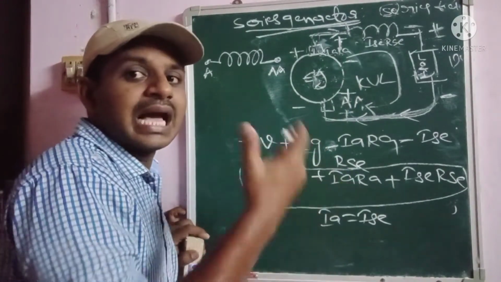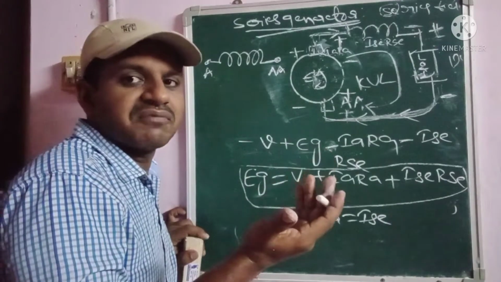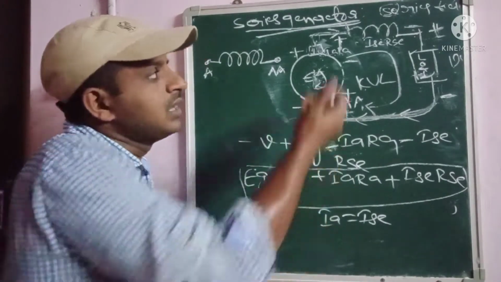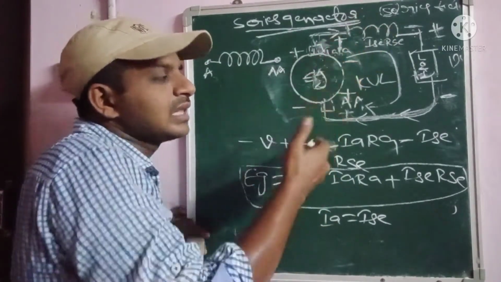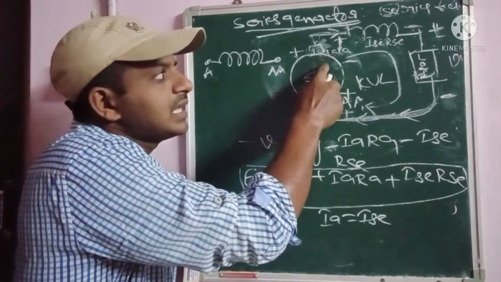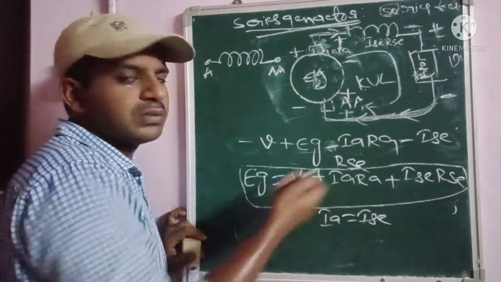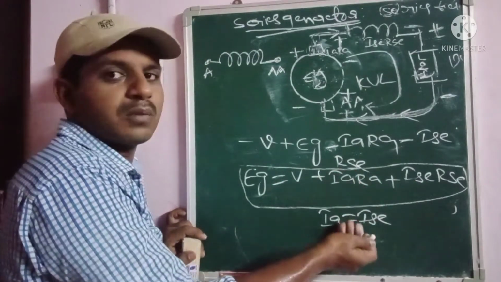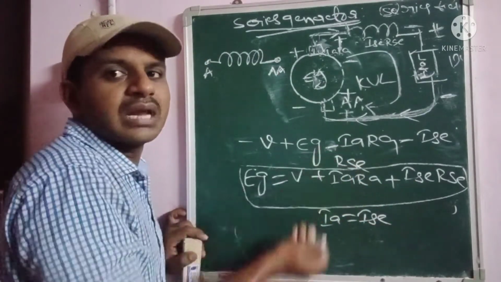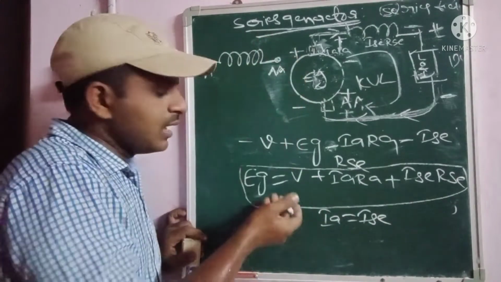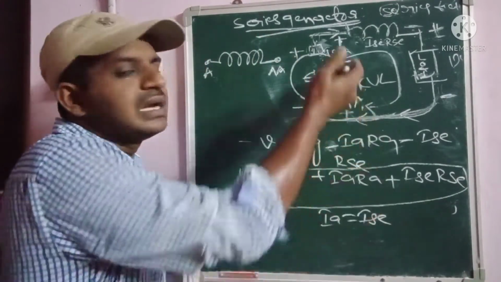In shunt, the current will be different. In a shunt field winding the current will be different. Coming to the series, the total current will be the same, so that's why Ia is equal to Isc. From this equation you have to substitute Ia is equal to Isc. Then we can get the final generated EMF equation for the DC series generator.